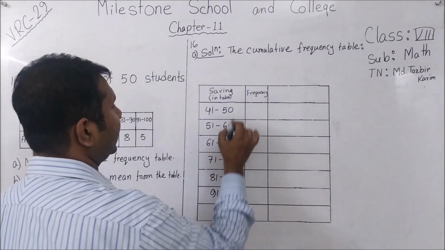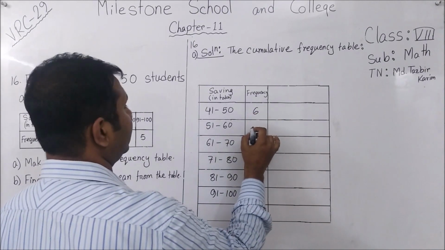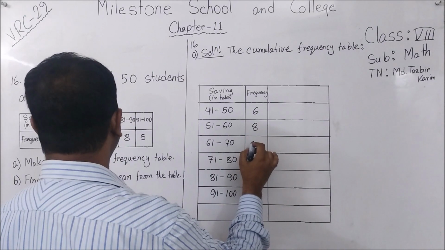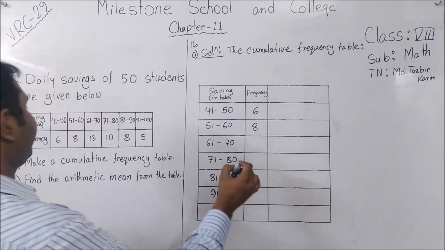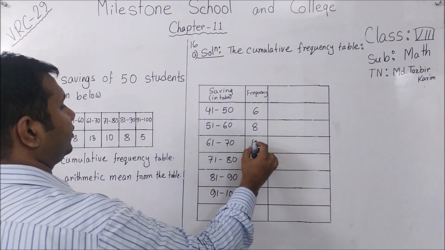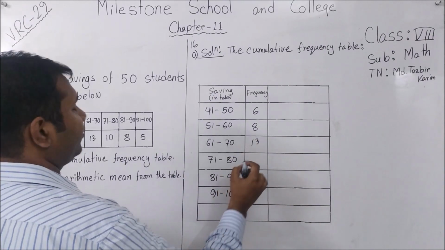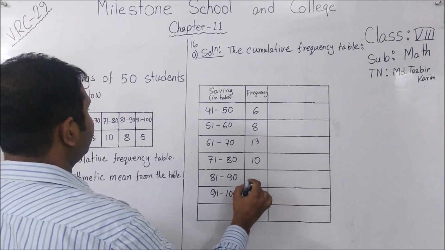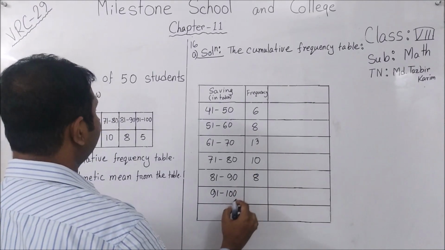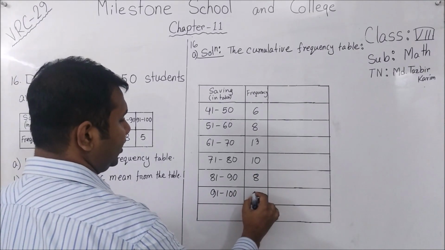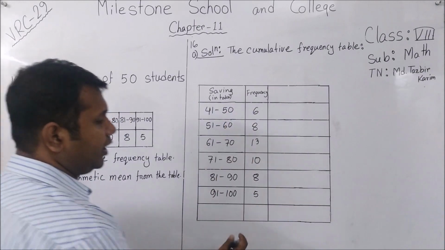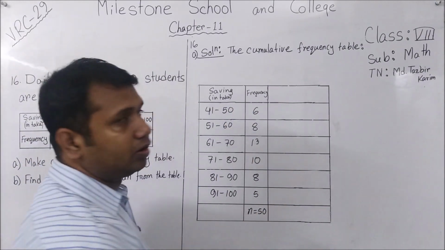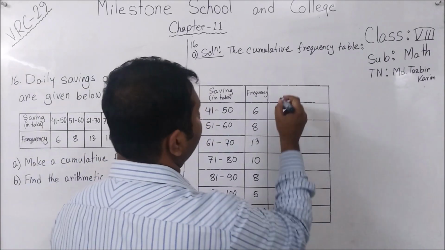So the frequencies are 6, then 51 to 60, that is 8, 61 to 70, that is 13, then 71 to 80, that is 10, 81 to 90, that is 8, and 91 to 100, that is 5. If you add them, you will get 50. Now we are going to find out the cumulative frequency.